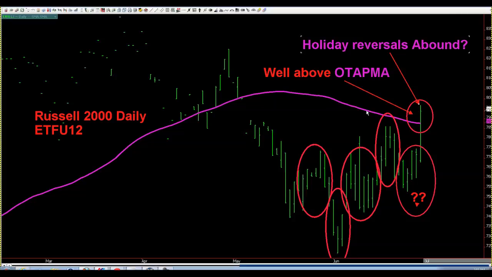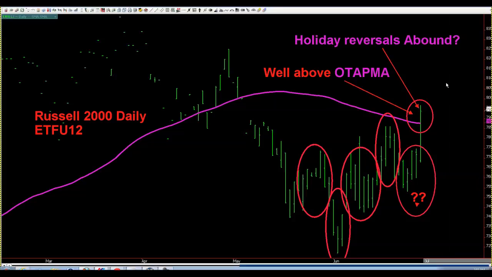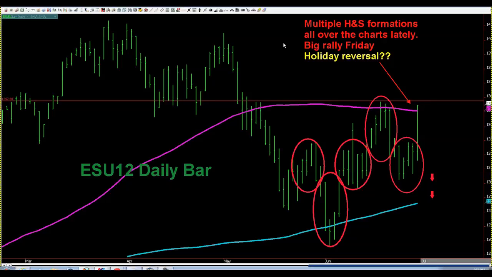So here's your Russell above OTAPMA on a one-day spurt, which could very well just be holiday reversals leading into the 4th of July next week. But let's look around the board. Let's go around the horn here and see what we got. Traders, we are looking at the emini S&P on a daily bar chart.